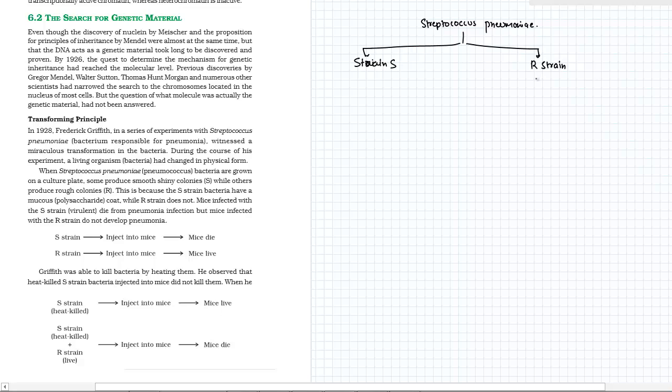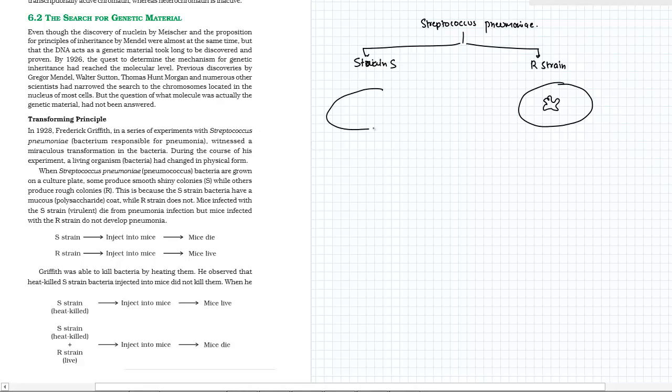Okay, what do we mean by that? How did they get their names, strain S and strain R? If this is the normal bacterium with its genetic material, it does not have anything outside of the plasma membrane. That is why it has a somewhat rough kind of appearance.